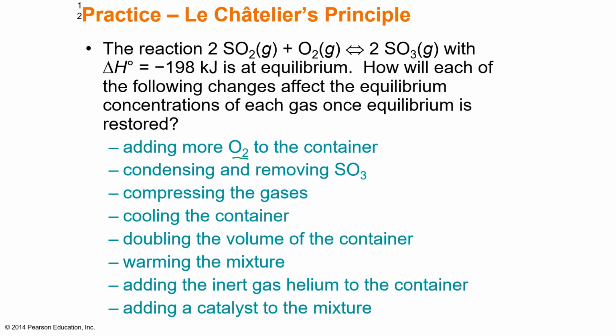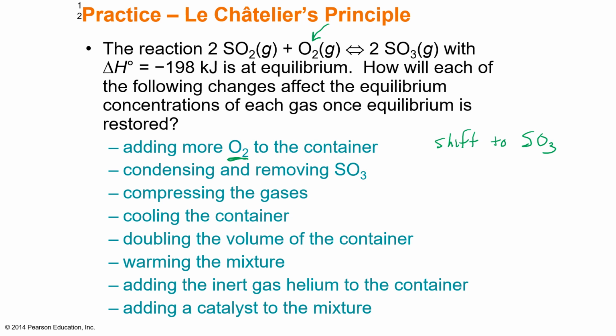Let's look at adding more oxygen. Adding more oxygen into the chemical reaction is adding reactants, which is going to shift the equilibrium towards the product. So we'll shift to the SO3, towards the products in the chemical reaction.